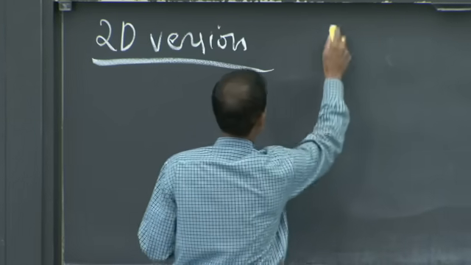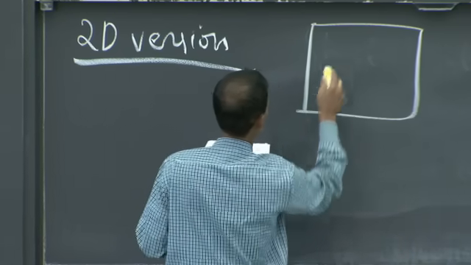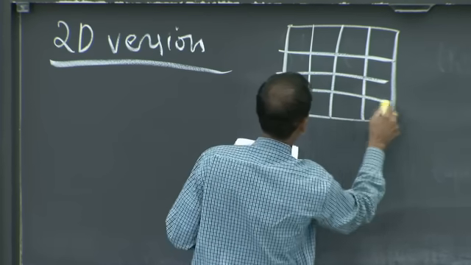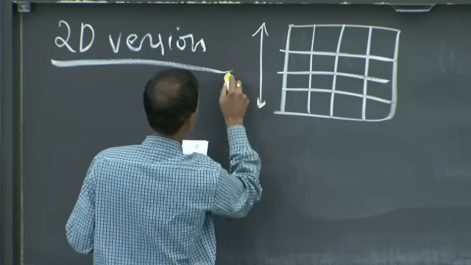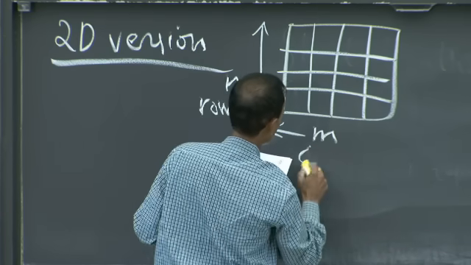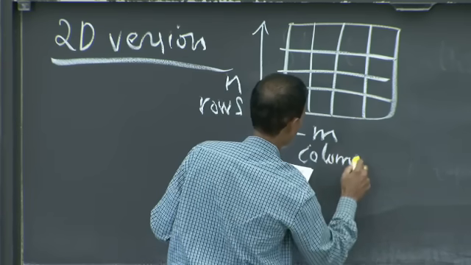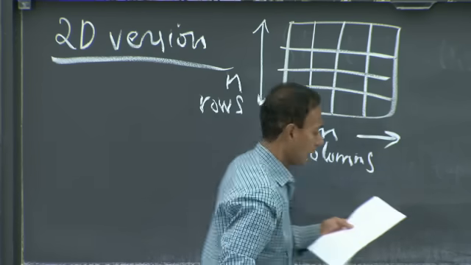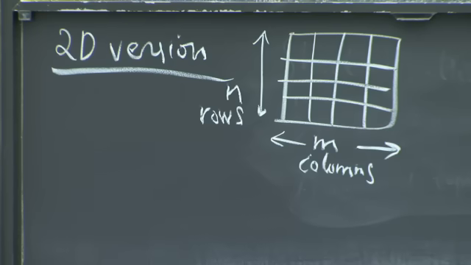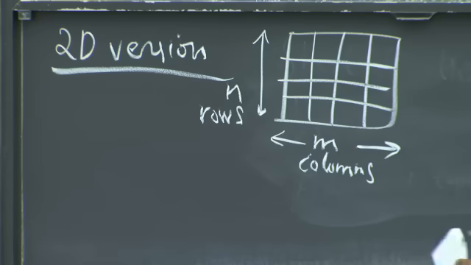As you can imagine, in the 2D version, you have a matrix or a two-dimensional array. And we'll say this thing has n rows and m columns. And now we have to define what a peak is. And it's a hill. It's the obvious definition of a peak.